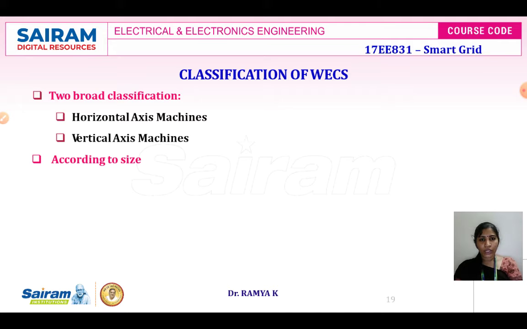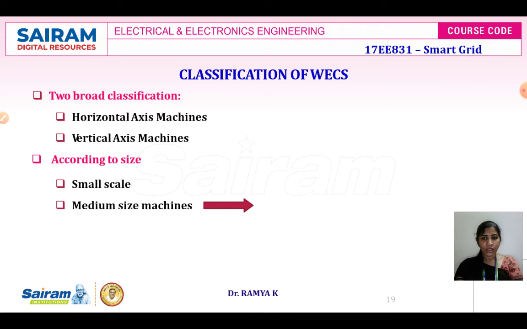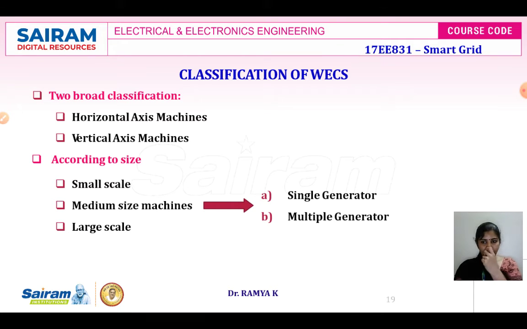Then according to the size, wind energy conversion systems are classified as small size and medium size machines. Under medium size machines, you have a single generator and multiple generators, and the last one is large scale. These are the classifications according to the blade fixing and according to the size available.